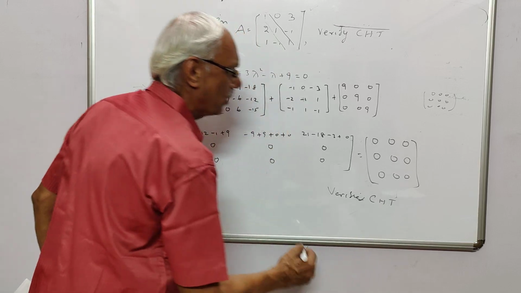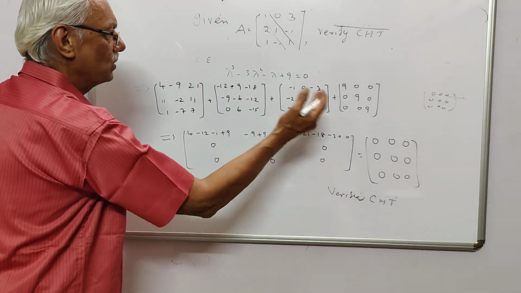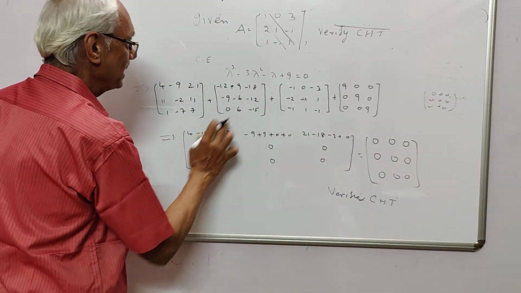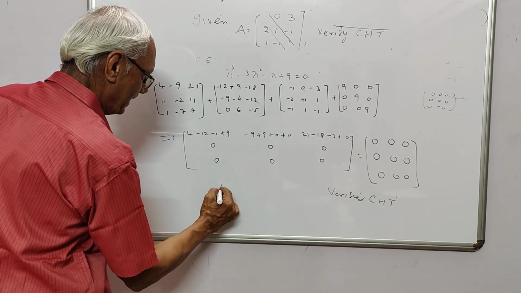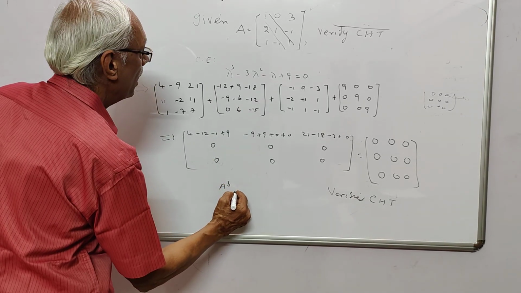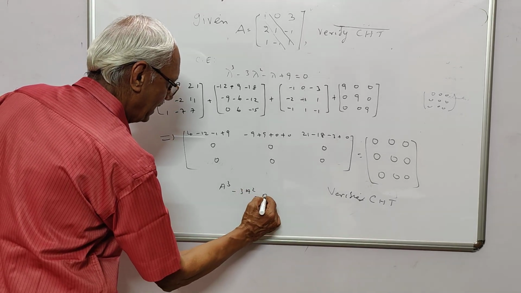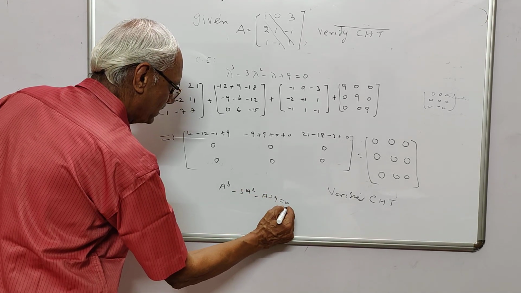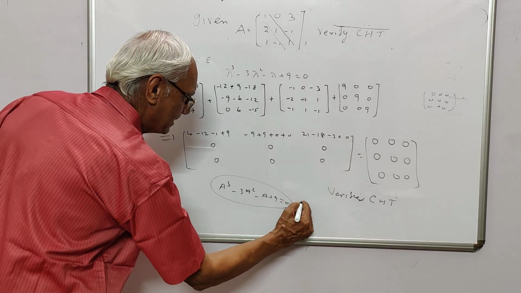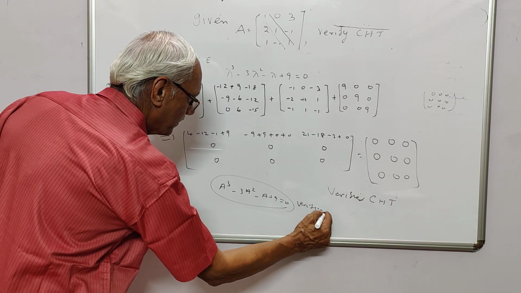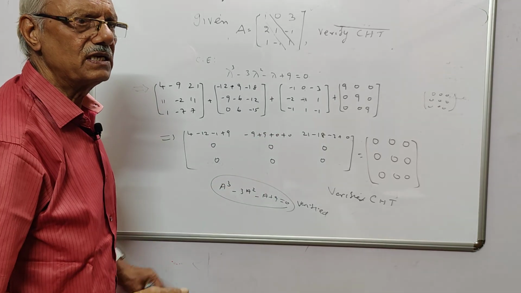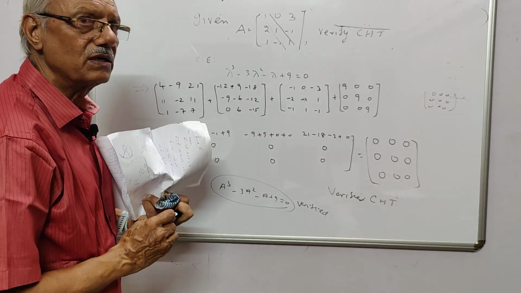CHT. So we have verified what? This left hand side is equal to 0. We have to verify this. So verified a cubed minus 3a squared minus a plus 9 is equal to 0. Verified. You must write this. And hence the Cayley-Hamilton theorem is verified.